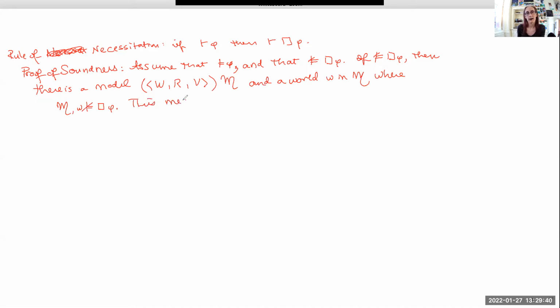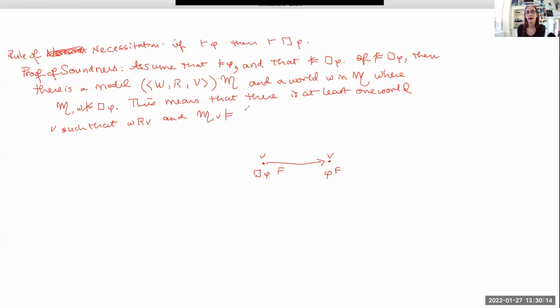This means that there is at least one world, let's call it V, and this world is accessible from W. So if necessary phi is false here at W, then this is only going to be the case if W can see some world V and phi is false there as well. So there's at least one world V such that W R V and phi is not true at V.